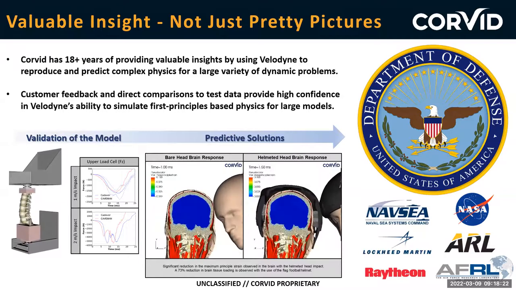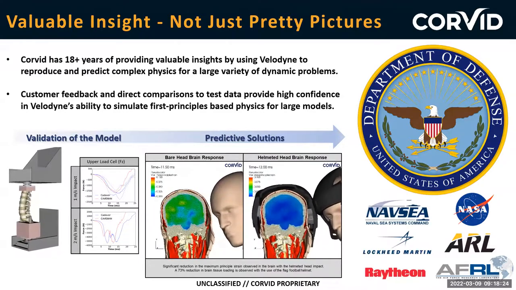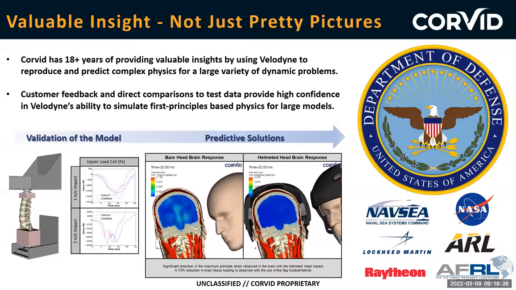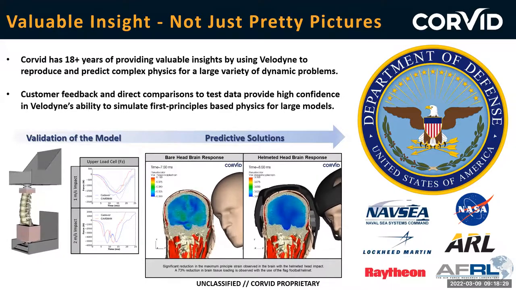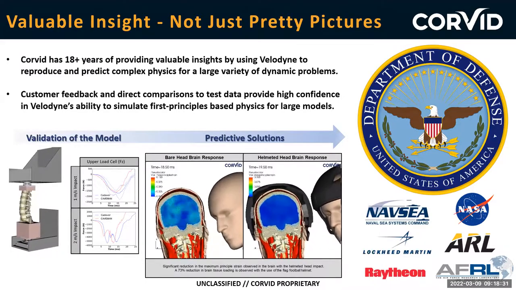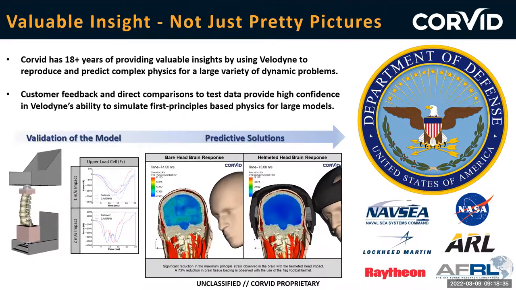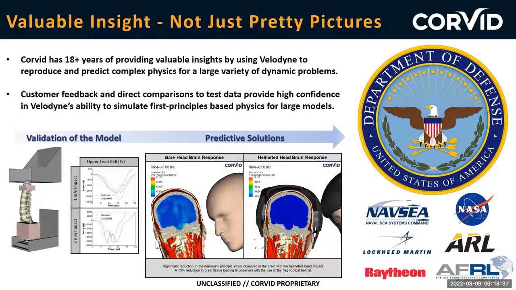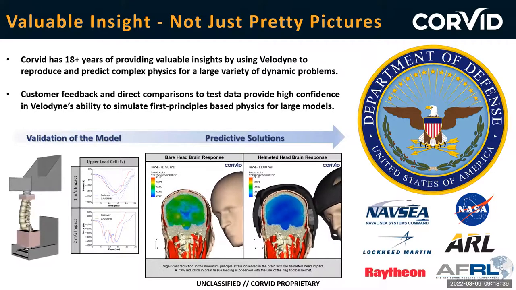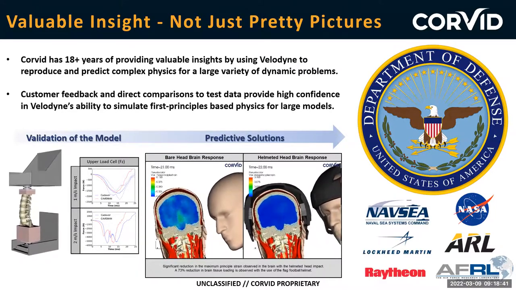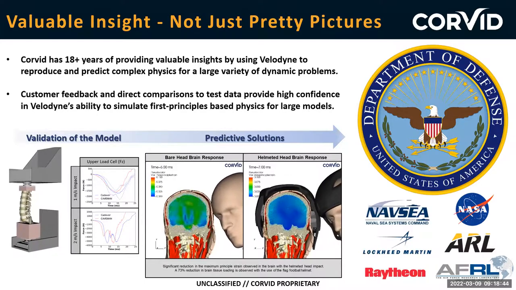One of the things that I can share with you, however, is some of our predictive analysis that we've performed using our CAVEMAN human body model, which has been fully validated using cadaver test data in collaboration with major research universities and hospitals. CAVEMAN and Velodyne have been used to predictively assess injury risk for soldiers and even help football helmet designers reduce the risk of brain injuries on the field.